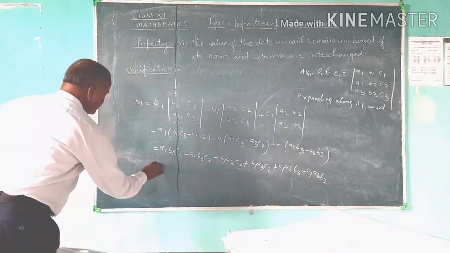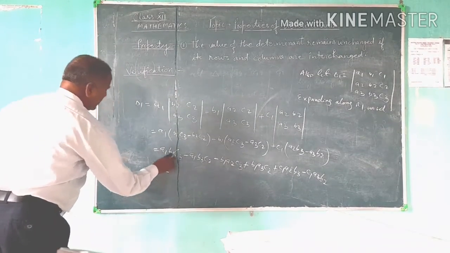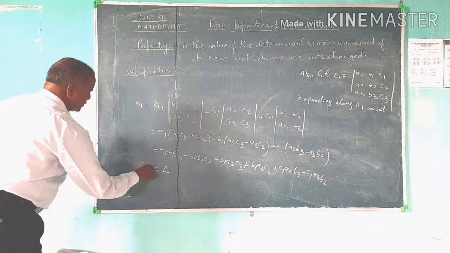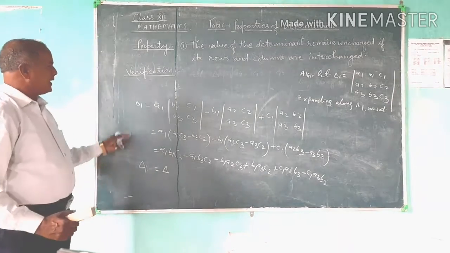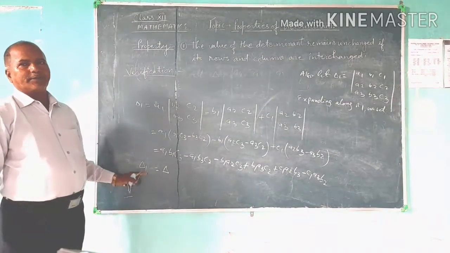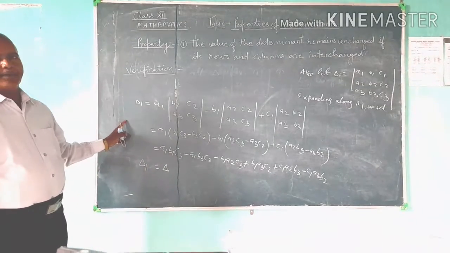So this is equal to delta. Hence, we see that the value of delta and delta 1 both are the same. So this verifies property 1.